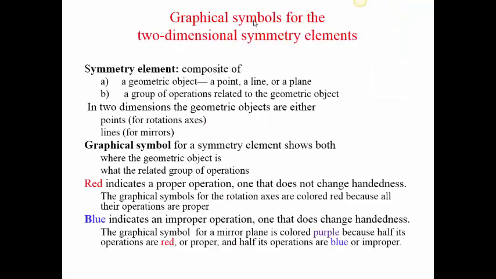A formal symmetry element is composed of a geometric object, which would be a point, a line, or a plane, and the group of operations related to this geometric object. In 2 dimensions, we have either points for rotation axes or lines for mirrors. In the graphical symbols, it shows both where the geometric object is and the related group of operations. We have red for the proper operations and blue for the improper operations.